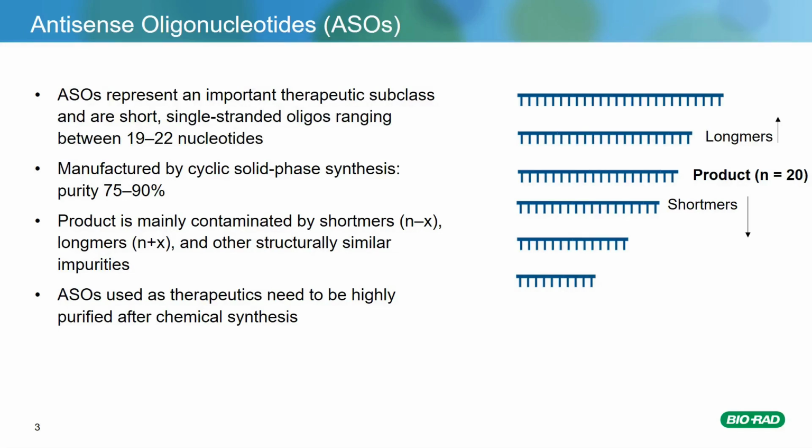ASOs represent an important therapeutic subclass and are short single-stranded oligos ranging from 19 to 22 nucleotides. They are manufactured by a cyclic solid phase synthesis and have a purity of between 75 and 90%. The product is mainly contaminated by shortmers, represented by N-X, longmers, N+X, and other structurally similar impurities. ASOs used in therapeutics need to be highly purified after this chemical synthesis. On the right, you'll see the product, which has 20 nucleotides, and the longmers would be, say, 21, 22, and the shortmers would be less than 20: 19, 18, and so forth.